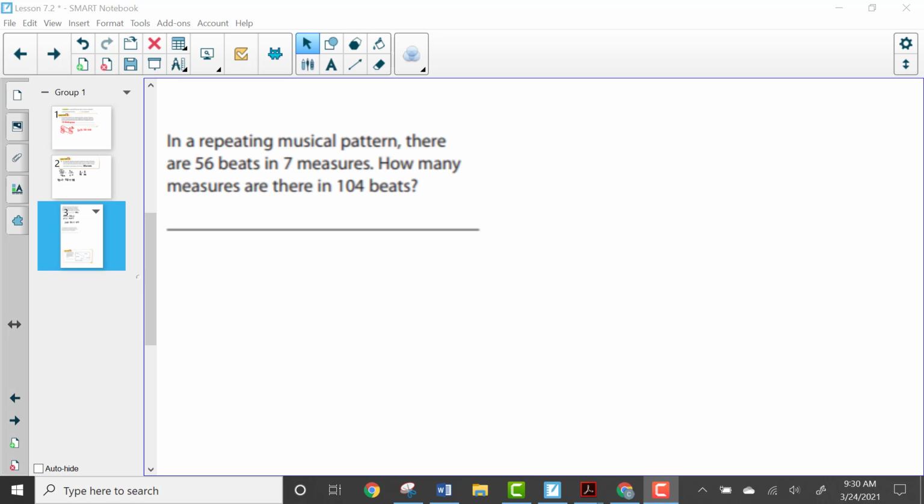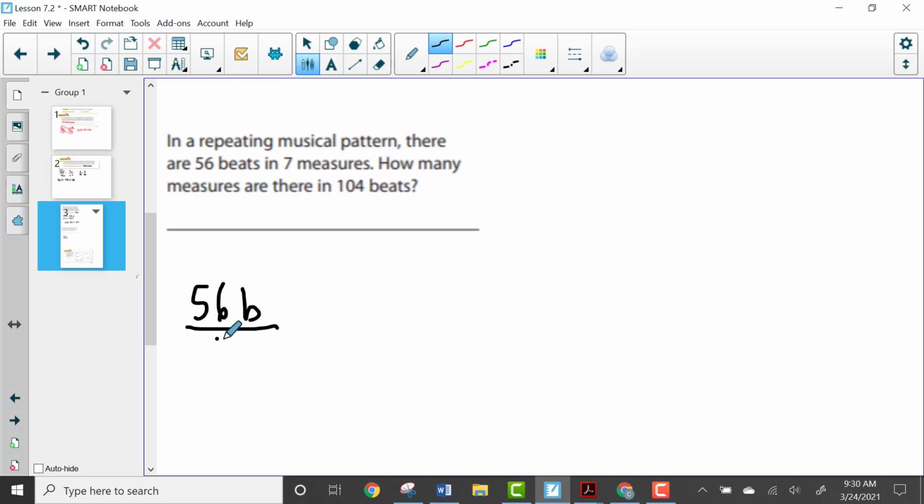Now let's look at the problem on page 182, number 6. So again, we're going to set this up as a proportion. In a repeating musical pattern, there are 56 beats and 7 measures. So that's our ratio, 56 beats, 7 measures. How many measures are there in 104 beats? So what we do is we take 104 beats, we line it up with the 56 beats, and then we don't know how many measures there are.